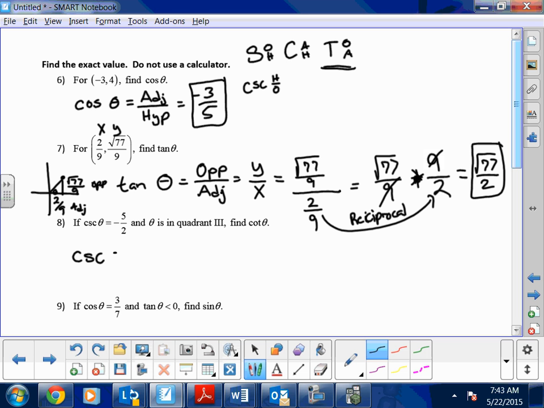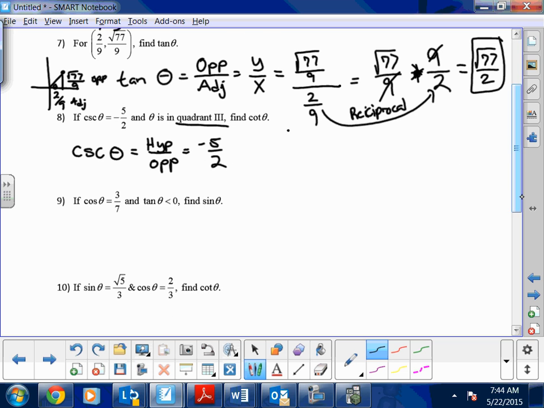Cosecant of theta, this point and where it's located, is equal to hypotenuse over opposite, which means that this is -5/2. Now we're given another part, it's in quadrant 3, which means that you're given the ability to kind of draw a unit circle. So let me go ahead and bring this down. I'm going to erase up here because I want your focus to now be in this unit circle that I'm going to draw.